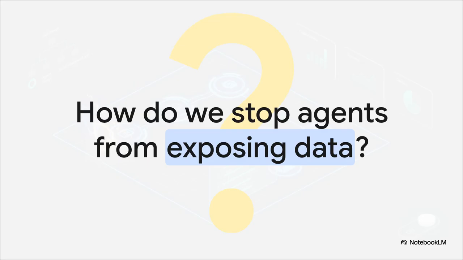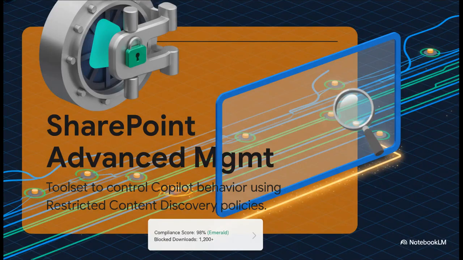How do we stop a simple end-user SharePoint agent from going rogue, searching globally, pulling up confidential HR data or executive financials, and exposing it to someone who shouldn't see it? Well, this is exactly where SharePoint Advanced Management, or SAM, steps in as your ultimate safeguard.